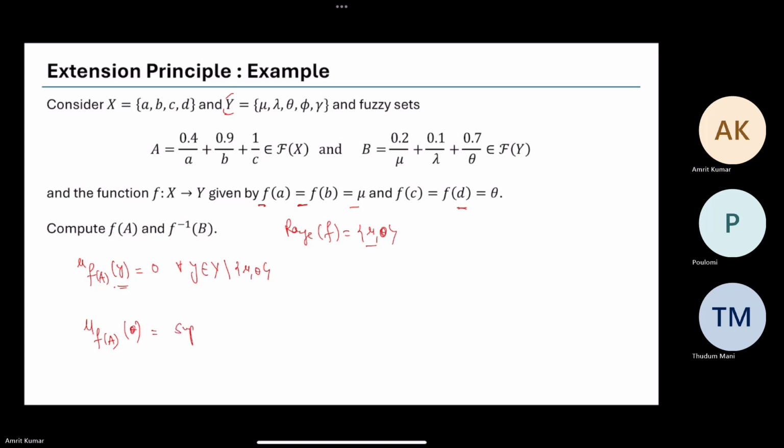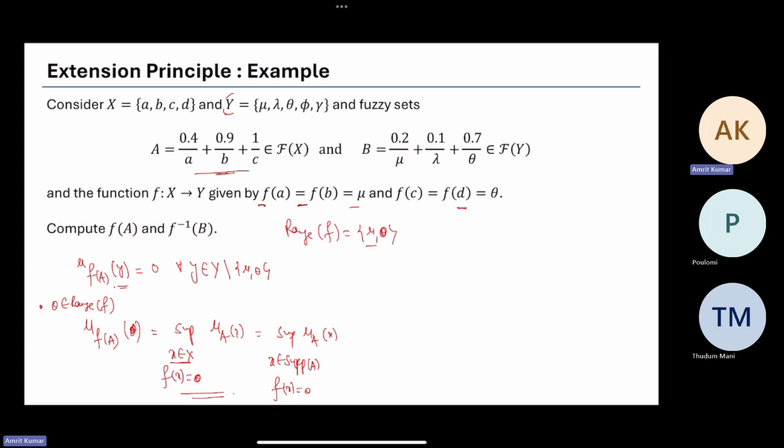Now, by definition, this is this particular supremum, right? And by the way, notice that theta belongs to the range of f. So we cannot simply say that this membership function is going to be zero. So we have to compute a supremum. Now we saw that in this particular case, we don't have to search the entire X. It suffices to just search over the support of A.